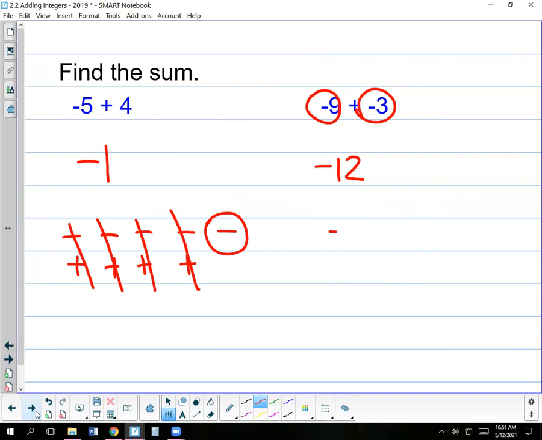This one, I got 1, 2, 3, 4, 5, 6, 7, 8, 9 negatives. And then I got 3 more negatives. Nothing cancels out, that's why it's 12 negatives. Questions there? No. Okay.